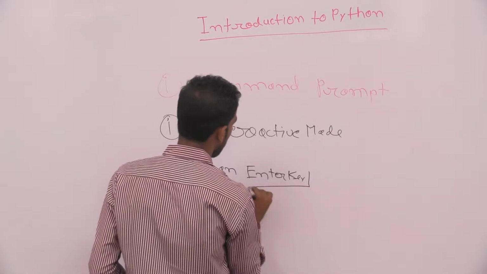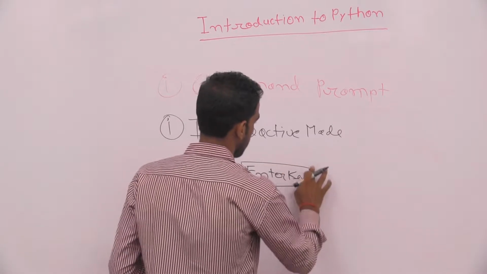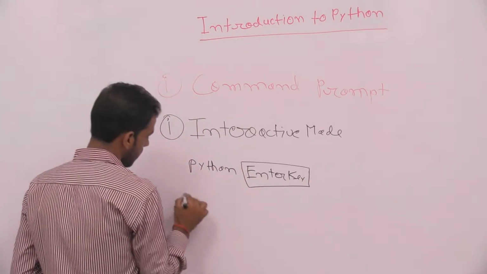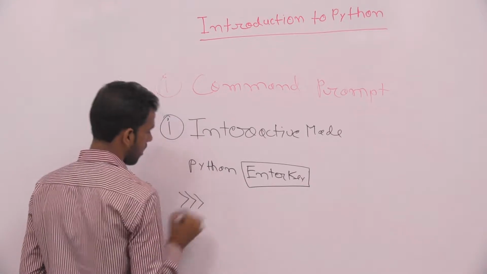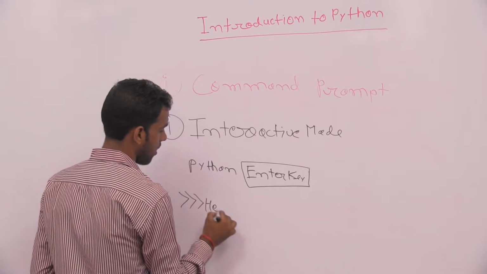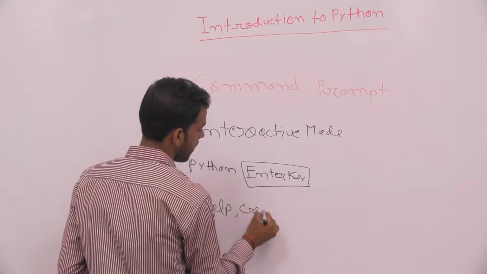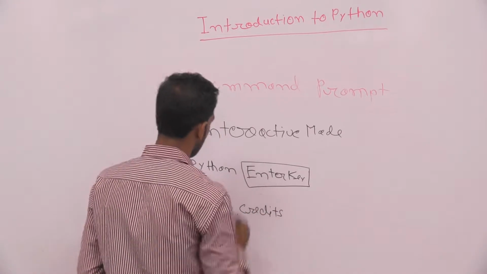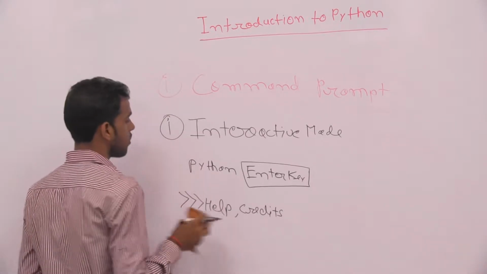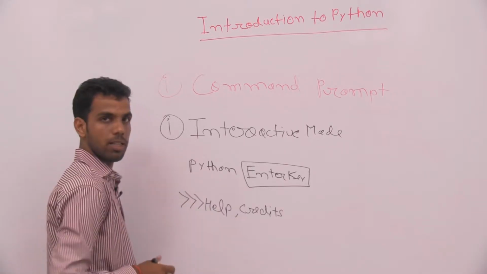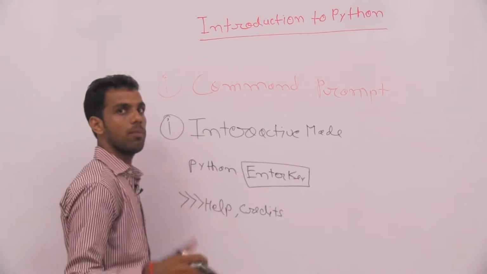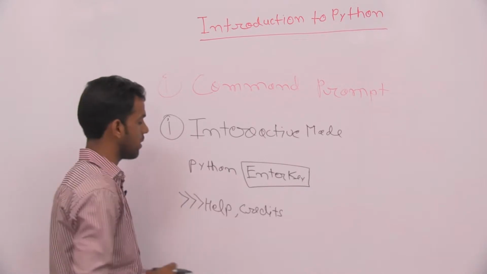After pressing the enter key, we will get a welcome message where the Python version is displayed, and after that there will be a primary prompt. After the primary prompt, we can write a Python command, such as help or credits, any Python command which we want to write, and after writing the command we just press enter and we will get the output. So this is basically interactive mode, where we can interact with the interpreter. We write the command, press enter, and get the output, and we can then write new commands.